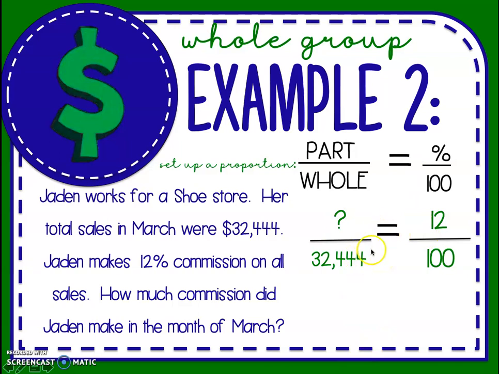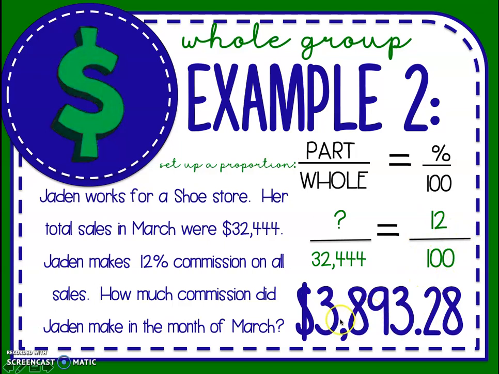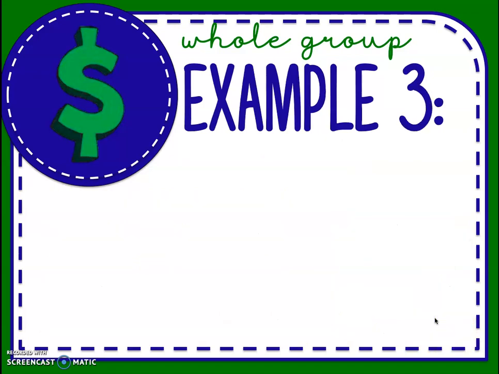Okay, we can just cross multiply 32,444 times 12 and divide out our remaining 100. And when we do that, we get that Jaden made $3,893.28. Now remember, when we're dealing with money, if we need to round, we're going to keep 2 decimal places, because money is always out to the hundredths. All right, so let's take a look at example 3.